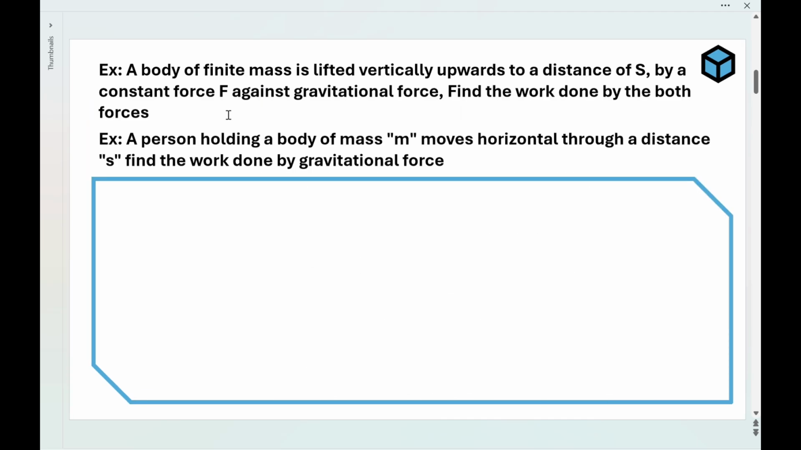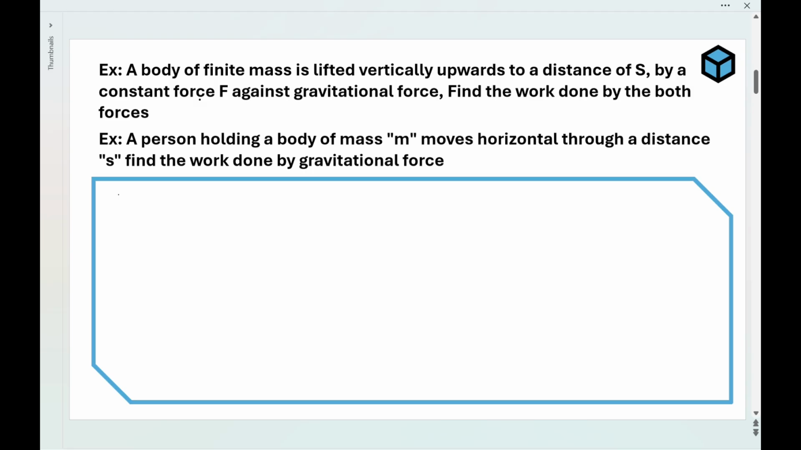Now let's take an example. A body of finite mass is lifted vertically upwards through a distance S by a constant force F against the gravitational force. Find the work done by both forces. Here both forces means the gravitational force and the constant force F which we are applying.